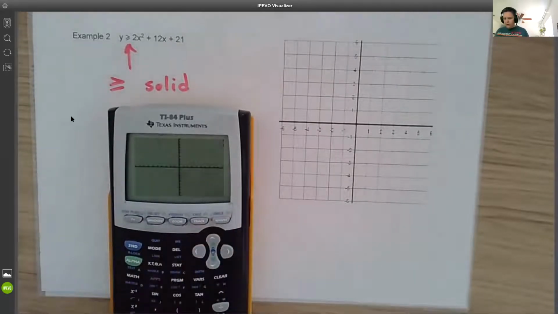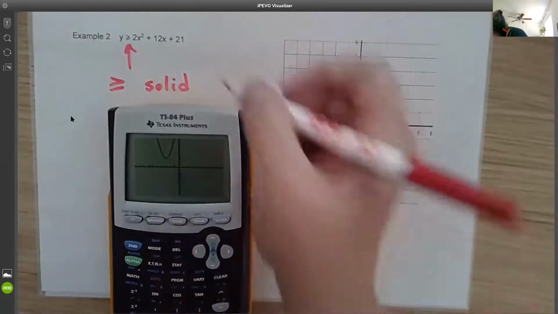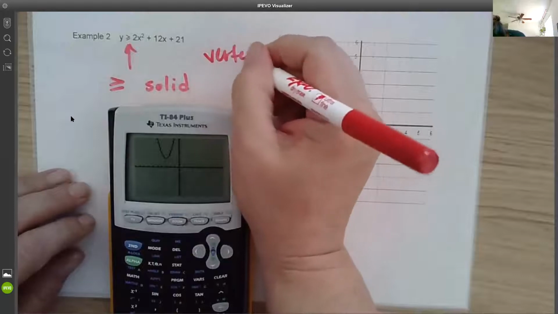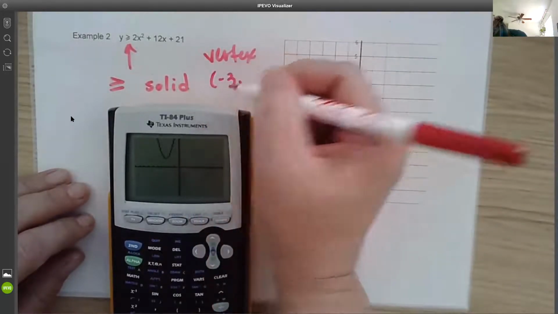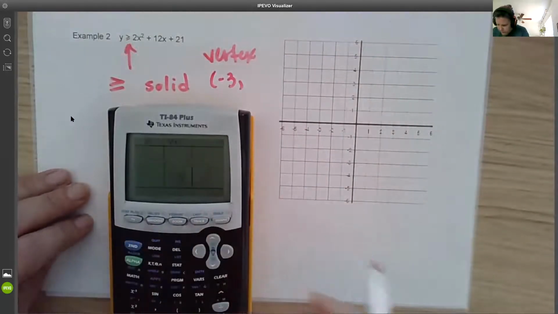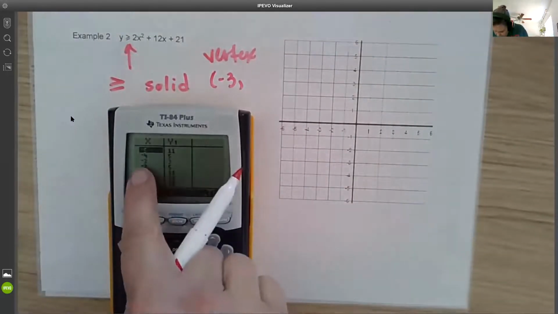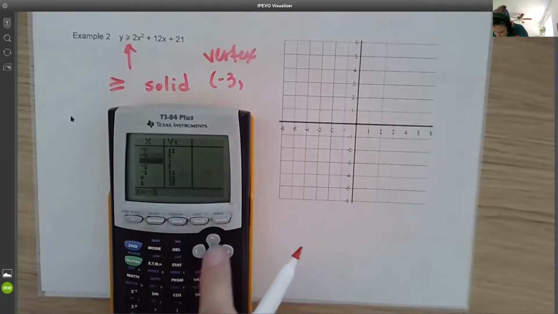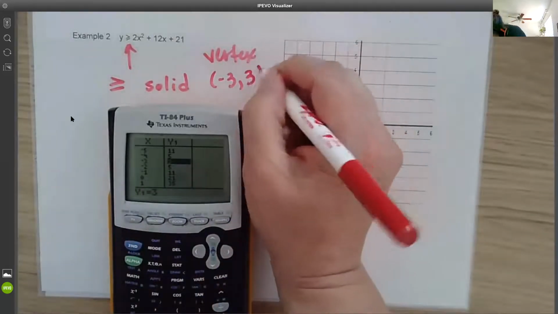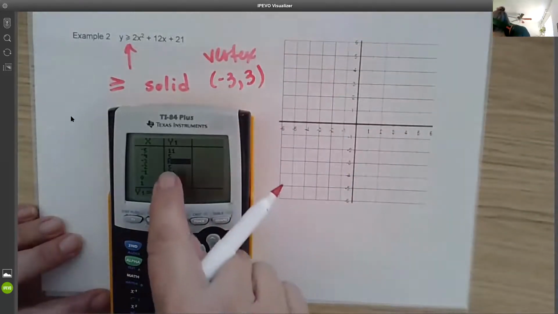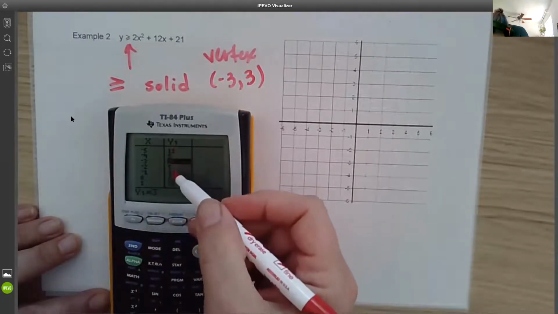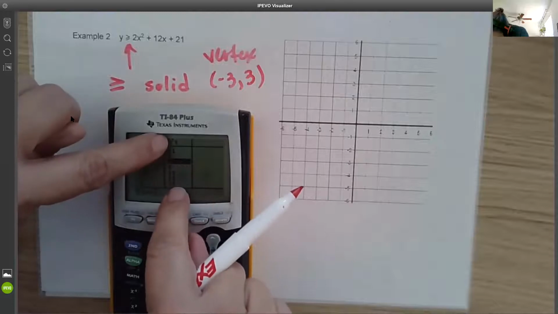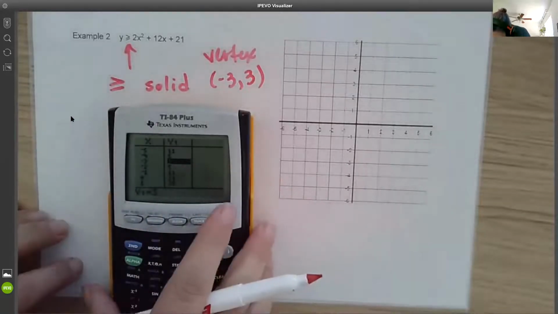I'll look at my graph first to see where on the table I'm going to look. It appears that my vertex is where x is -3. I look at my table. When x is -3, y is 3. And then I can check and make sure that on either side of that, my y values match going out away from that. So that is indeed my vertex.